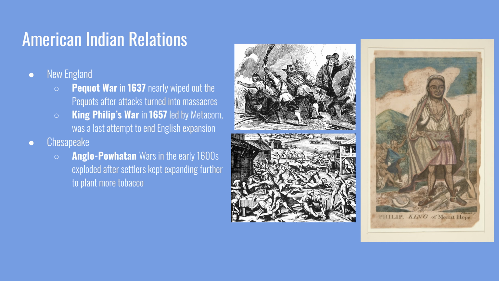As for the British colonies in the Chesapeake, we've covered the Anglo-Powhatan Wars in the early 1600s around the area of Jamestown. They were caused by settlers trying to continue to expand further into Native American land to plant more tobacco. Eventually, the Powhatan are forced to give up more territory to the encroaching tobacco plantations.